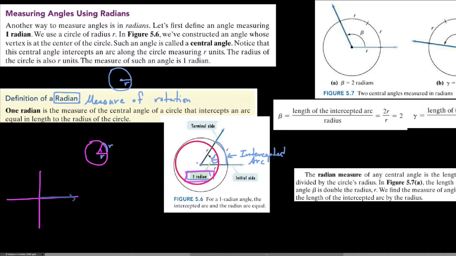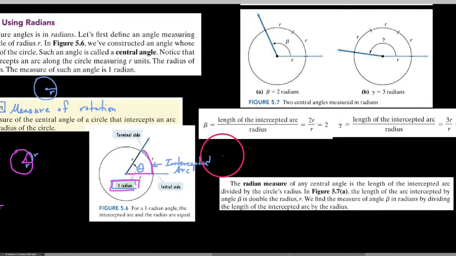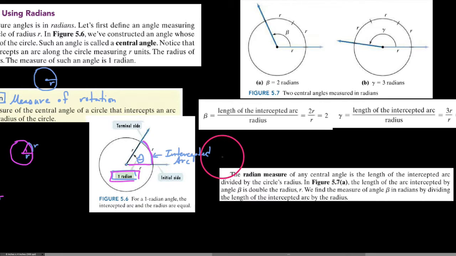The thing here is we can build up this definition to include angles that are bigger and bigger. That is to say, if this radius length fits into the intercepted arc length 1 time, then this angle is 1 radian worth of measurement. So when we look up here, what would 2 or 3 radian angles look like? What you're going to see is this. We have 2 other angles here. We have beta, which is 2 radians, and gamma, which is 3 radians.